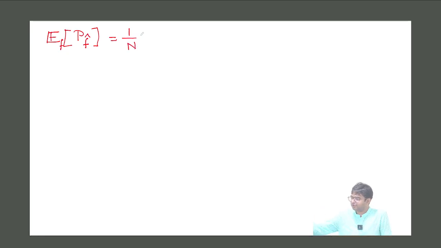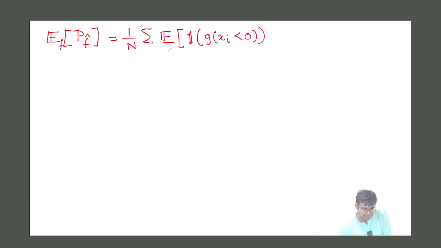expectation of summation is equal to summation of expectation; expectation goes inside. Summation of expectation of your indicator function, and then inside you have g of xi in this case less than 0, and then i goes from 1 to n, right. Okay.